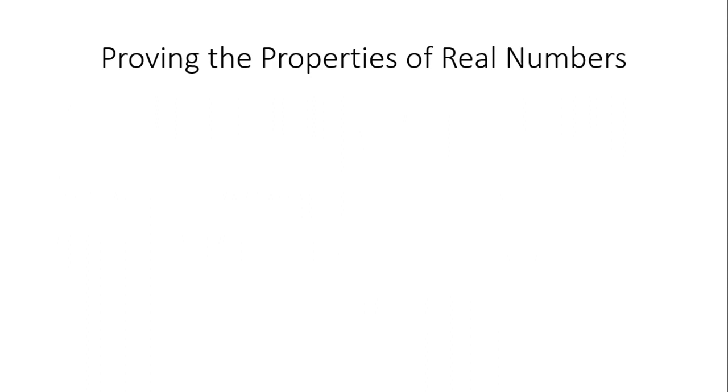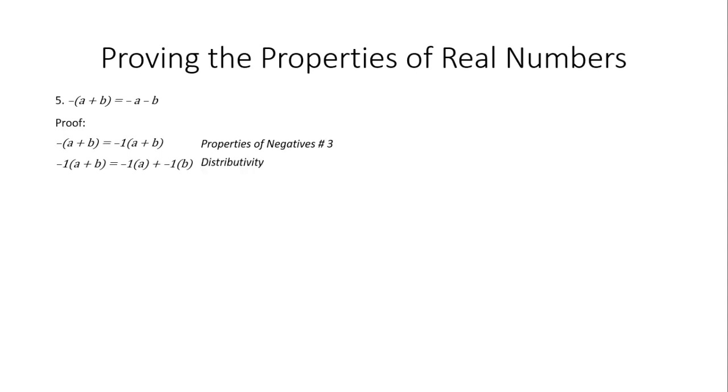Moving on, let's go to the properties of negatives number 5, which states that the negative of a plus b is equal to negative a minus b. To prove, we incorporate the properties of negatives number 3. Thus by distributivity we get the expression negative 1 times a plus negative 1 times b. Using the same property again, we get the expression negative a plus negative b.